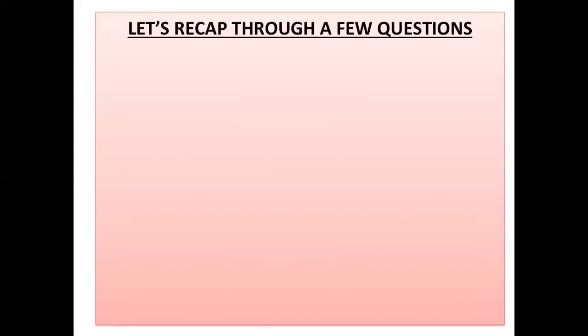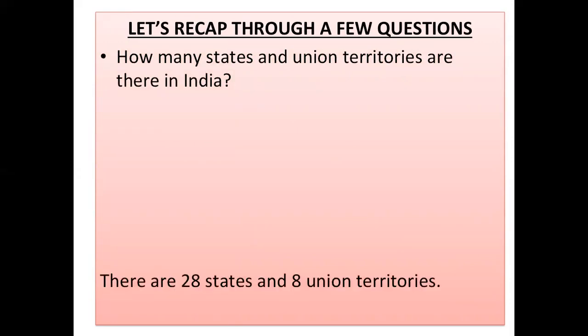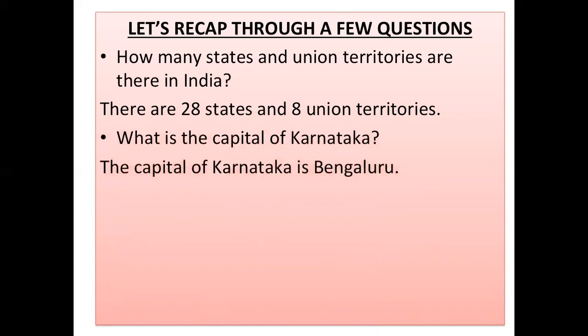So children, now let's do a quick recap with a few questions. Let's see if you can answer them. How many states and union territories are there in India? There are 28 states and 8 union territories. What is the capital of Karnataka? The capital of Karnataka is Bengaluru.